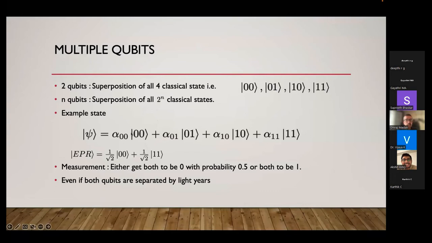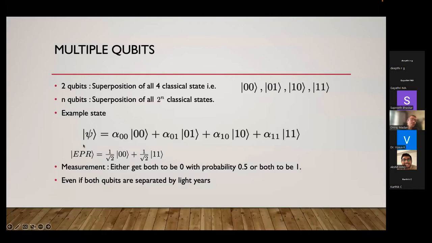Now let's take an example of a state. For 2 qubits, I can have a state alpha 00 ket 00 plus alpha 01 ket 01 plus alpha 10 ket 10 plus alpha 11 ket 11. One example for this could be the EPR pair, which is 1 by root 2 ket 00 plus 1 by root 2 ket 11. Earlier, I would get either 0 or 1. Here, when I make a measurement, I'll get two bits: 00, 01, 10, or 11. The respective probabilities are mod alpha 00 squared, mod alpha 01 squared, mod alpha 10 squared, and mod alpha 11 squared.